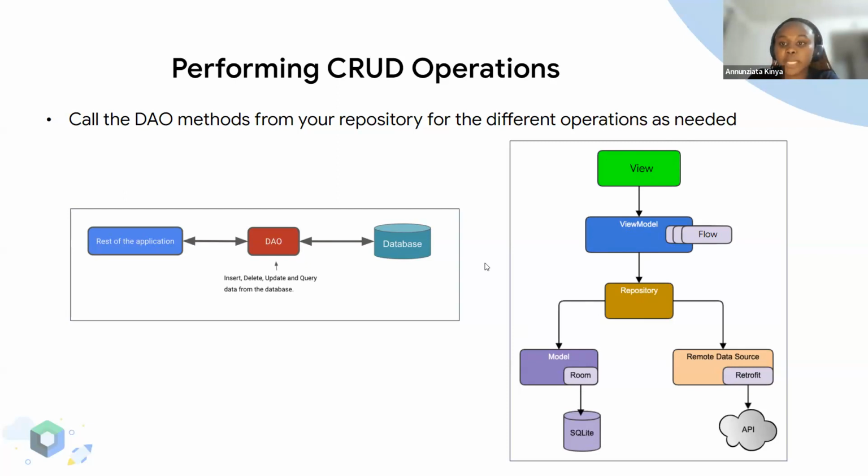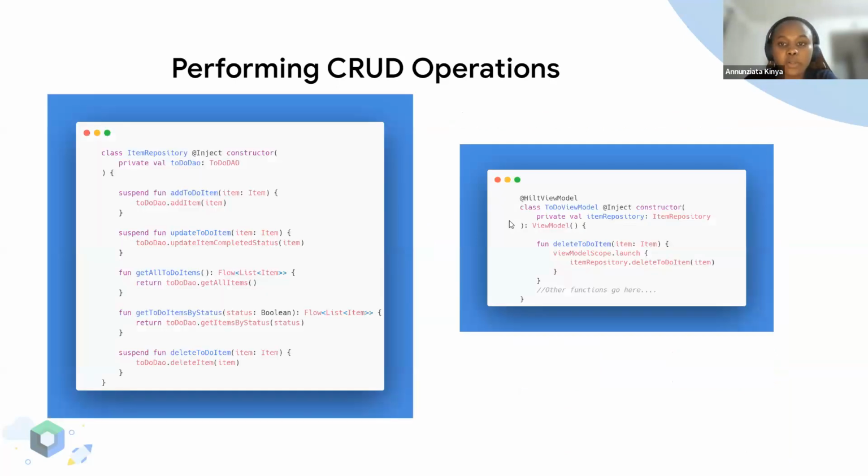So I'll show a snippet of how the code looks. You have your repository here, and your repository has different functions, and these functions actually call a function in the database access object. If you remember, there was a database access object method to add items. So we call that method to be able to add items. Then this method is later called in the view model. So for example, you have a delete one, you'll have a delete here.